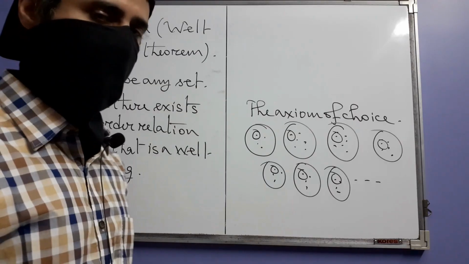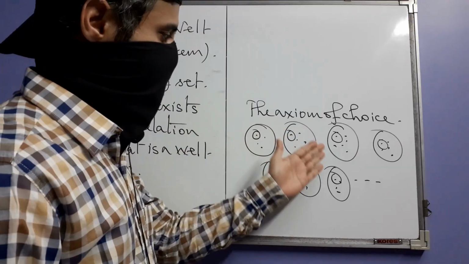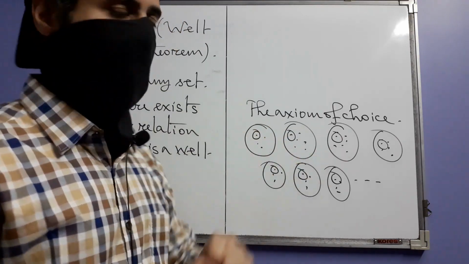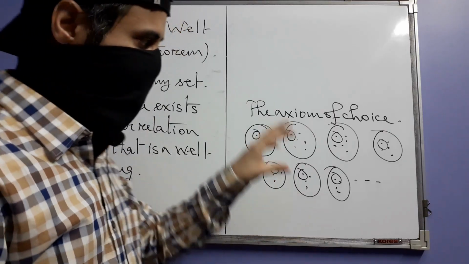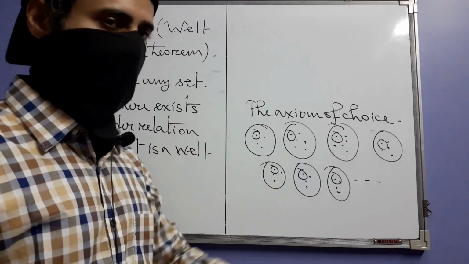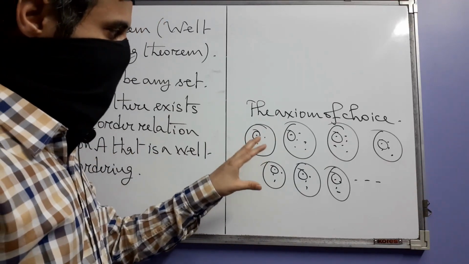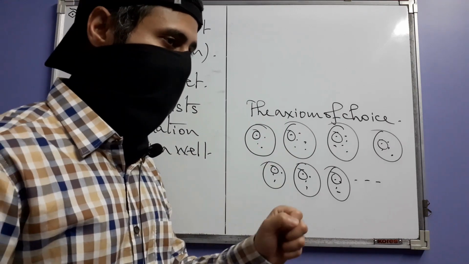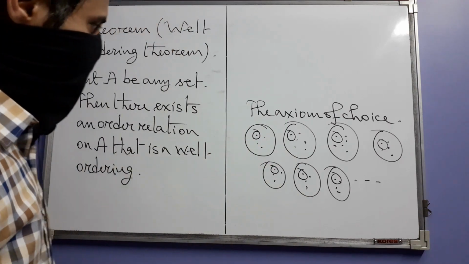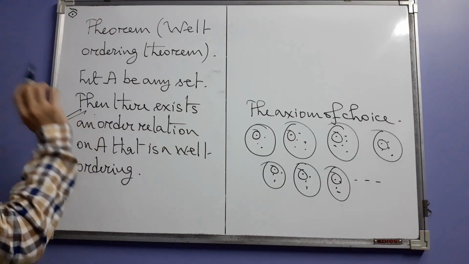And we keep using it every now and then whenever we have to make an arbitrary choice from actually infinitely many sets. Because if you have finitely many non-empty sets, there somehow you can manage without using the axiom of choice. Mainly it is applied when infinitely many arbitrary choices are involved. So anyway, this gives rise to the well-ordering theorem.